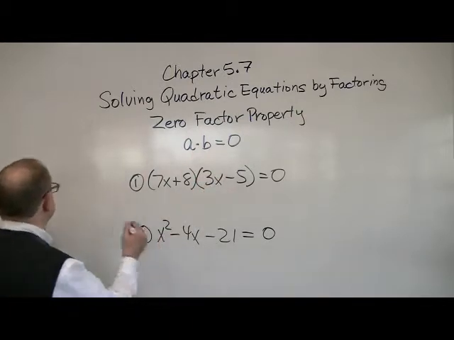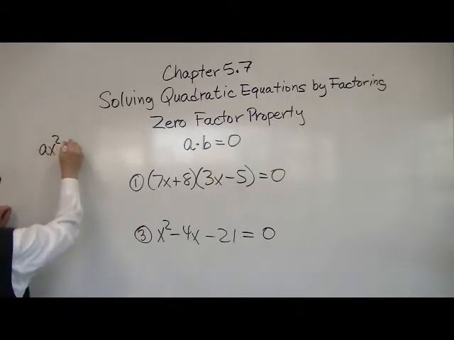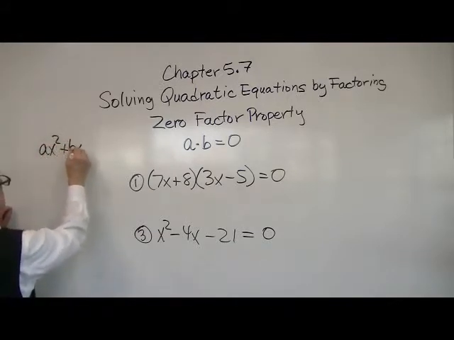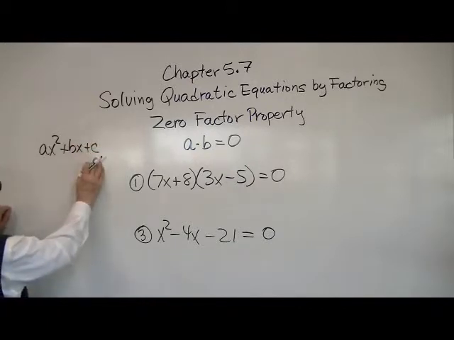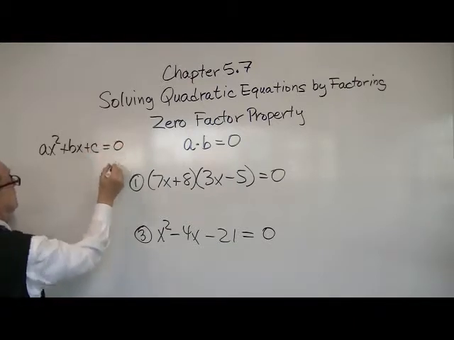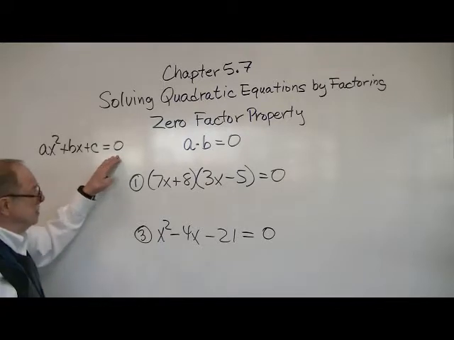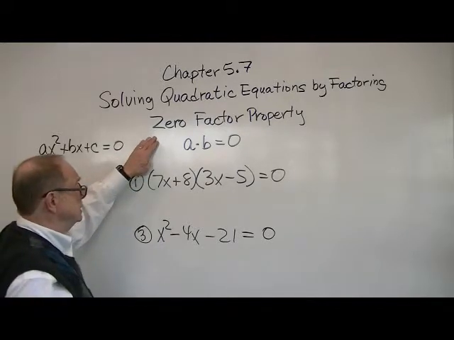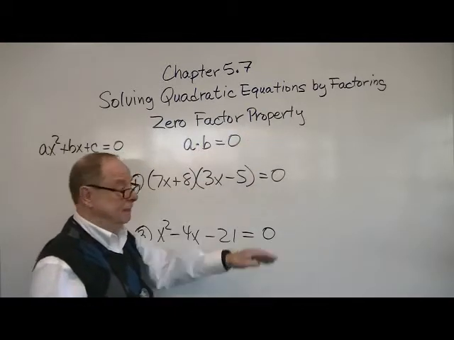Quadratic equations, remember, are ax squared plus bx plus c. That was the standard form of the quadratic expression. But now if we equal it to 0, it becomes the standard form of the quadratic equation. And the main principle for solving these is what we call the zero factor property.